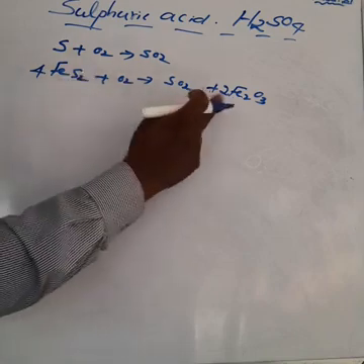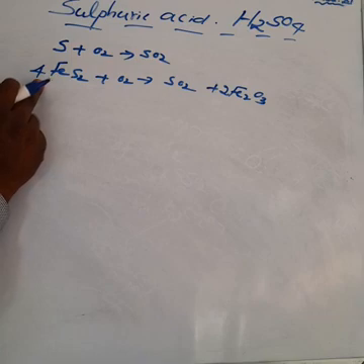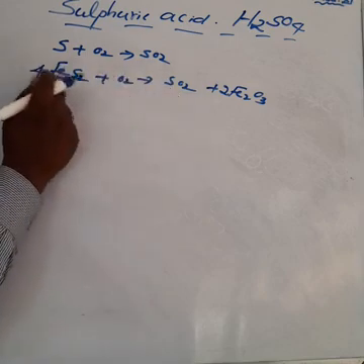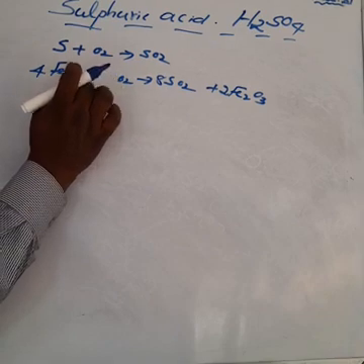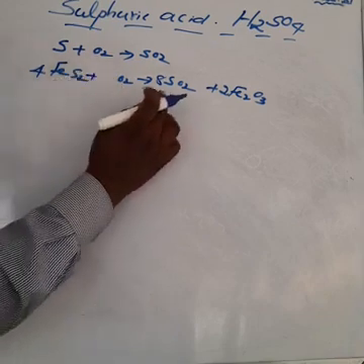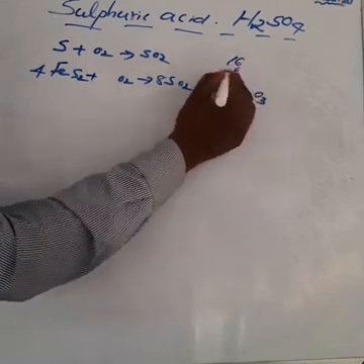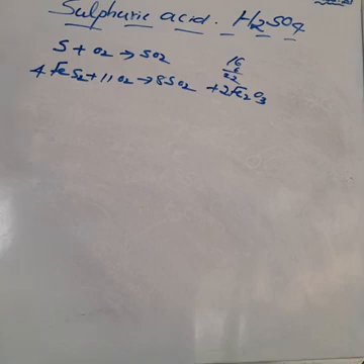First, in the product side make it 2 Fe2O3. So how much iron is there? 4 iron, so make it 4 FeS2 in the reactant side. Now count the sulfur, how much sulfur is there? 4 into 2 is equal to 8. So make it 8 sulfur dioxide in the product side. Then count the oxygen. 8 into 2 is equal to 16, 16 plus 6 is equal to 22. So make it 11 O2, which is 22. Am I right? Okay.